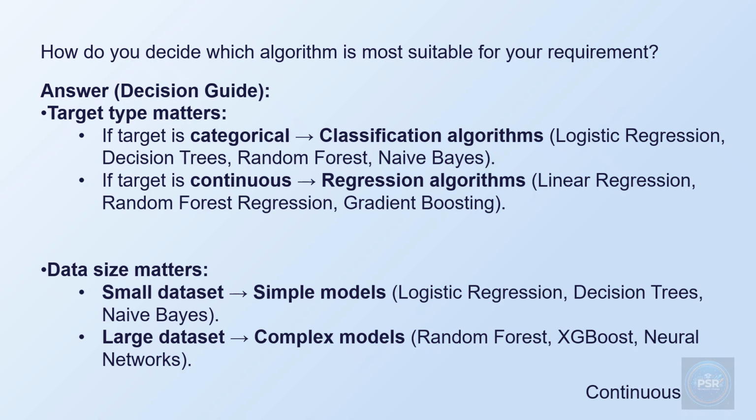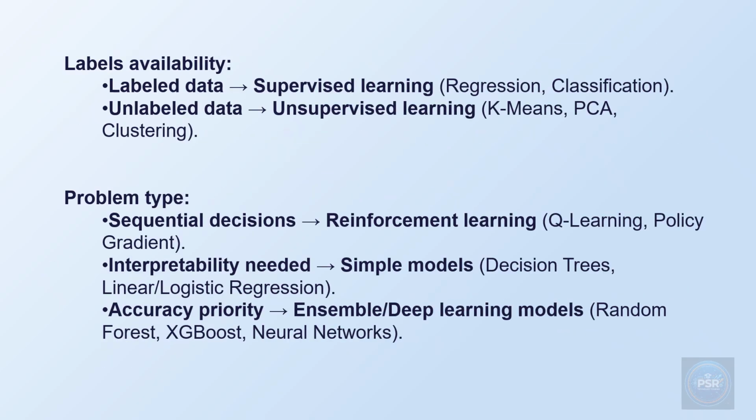Data size matters. Small dataset, then simple models: logistic regression, decision trees, naive Bayes. Large dataset leads to complex models: random forest, XGBoost, neural networks. Label availability: labeled data leads to supervised learning, regression and classification. Unlabeled data leads to unsupervised learning: K-means, PCA, clustering. Problem type: sequential decisions lead to reinforcement learning: Q-learning, policy gradient.